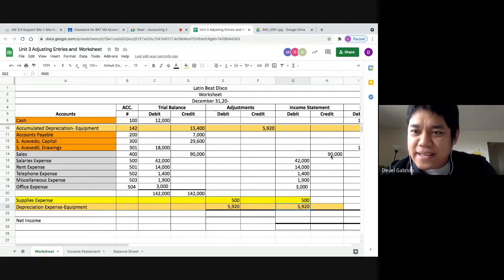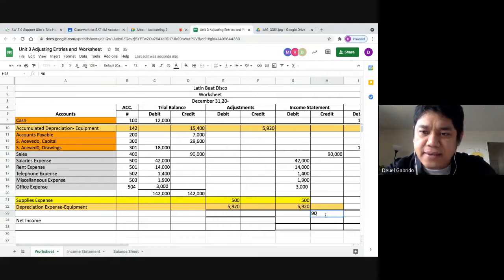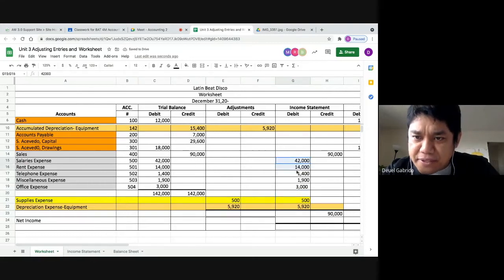So 90,000 revenue, just bring it down here. It's 90,000, okay? Now, let's add all the expenses. 42,000, add all the way down, not only 3,000 but include the new expenses of 5,920. What's the sum?